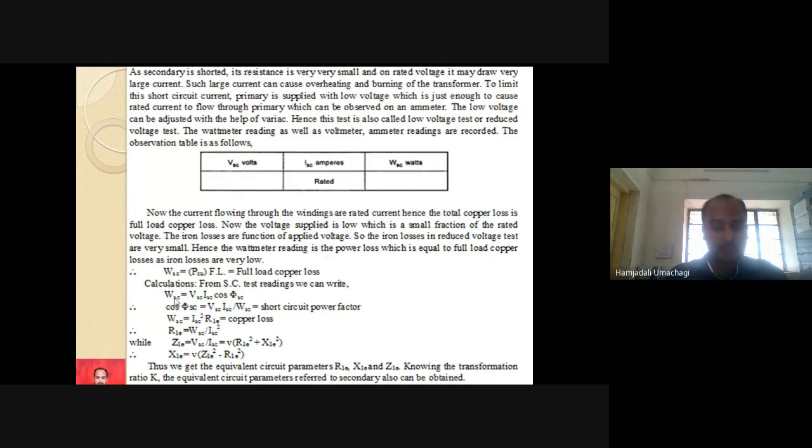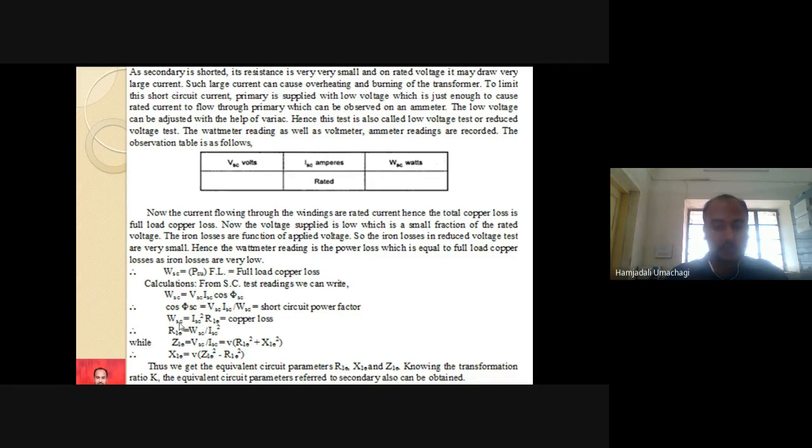So cos phi SC is equal to WSC divided by VSC ISC. In the previous class, there was a mistake in the equation. Actually, it should be WSC divided by VSC ISC. It was reversed, so please make this correction, all of you. Cos phi SC is equal to WSC divided by VSC ISC.